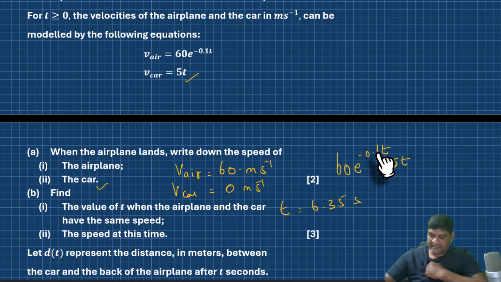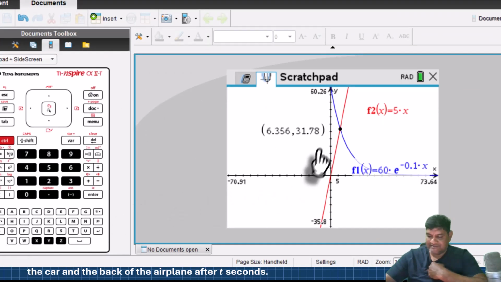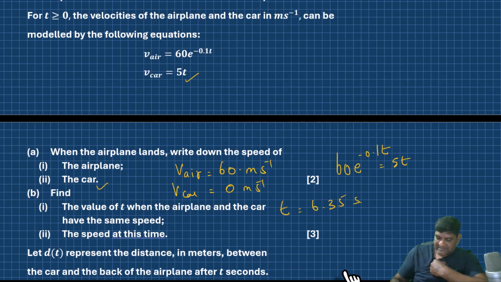Now, all I need to do is take the value for t and substitute it in one of the equations. I've already plotted the two curves, which means if I substitute t equal to 6.35 in any one of the equations, I should get the velocity. So on the graph, I can see that the y coordinate is 31.78. That is going to be your answer. So the speed is 31.8 meters per second.